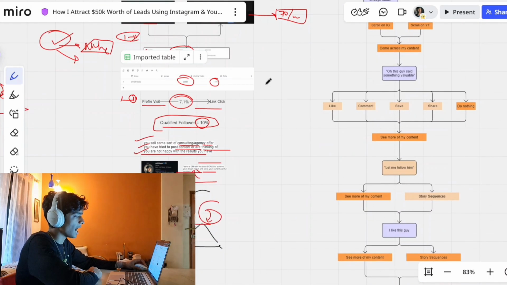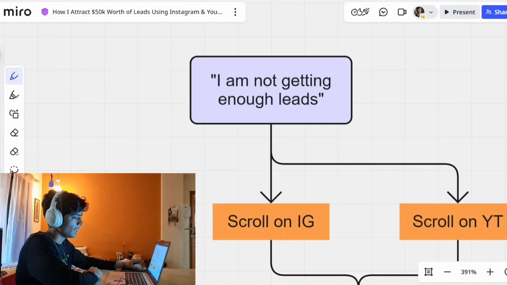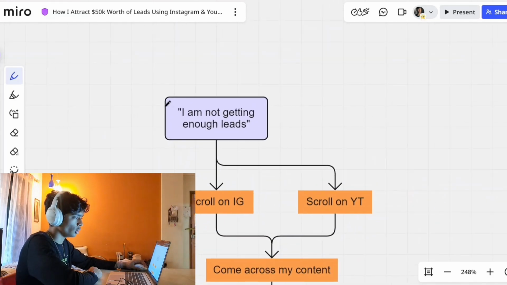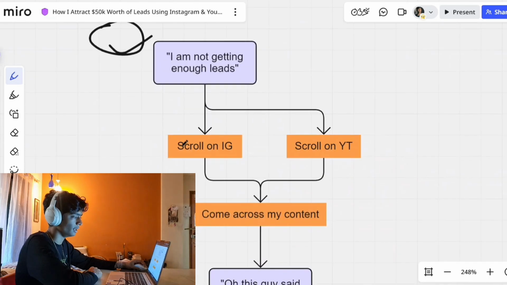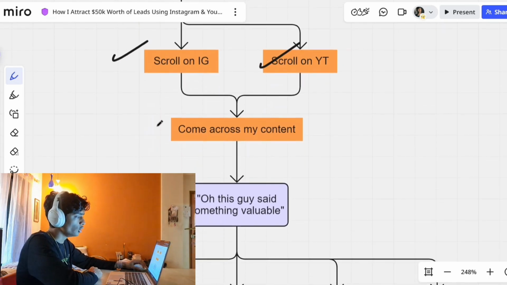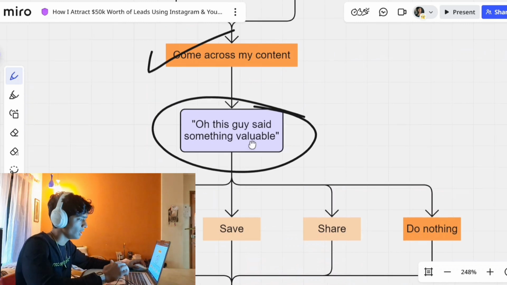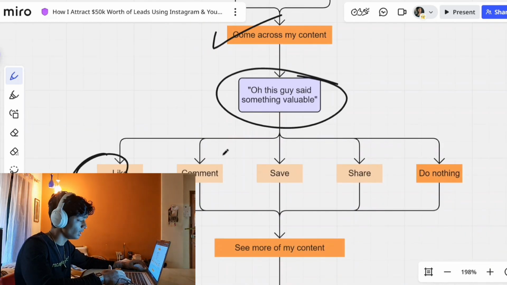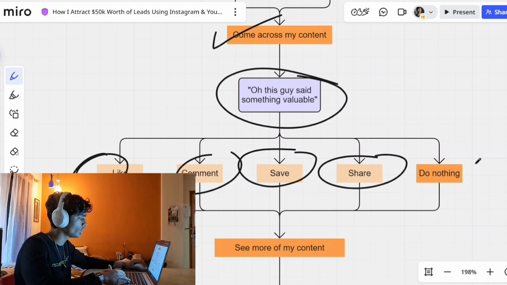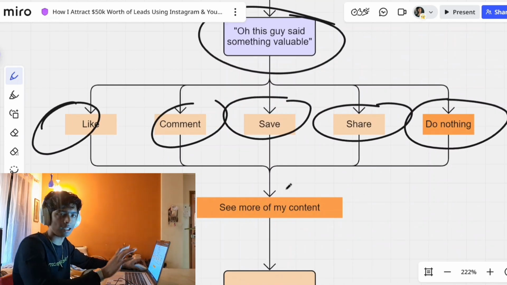So let me explain how I have mapped out every single process within this ecosystem. This is what you're thinking about: I am not getting enough leads. So you are scrolling on Instagram, you're scrolling on YouTube. You come across my content and you see, oh, this guy said something valuable. You like what I said. Now, you either like the reel, you comment, you save, you share, or you do nothing. Now you'll notice that I've color coded this differently and I'll explain why.